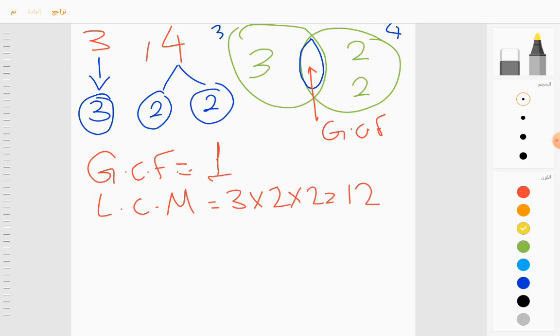Here the GCF is 1 because there is no common factor between the two numbers except 1. So I can call these two numbers relatively prime. What is meant by relatively prime numbers? Relatively prime numbers are numbers that have a GCF of 1. The GCF of relatively prime numbers is 1. So 3 and 4 are relatively prime.